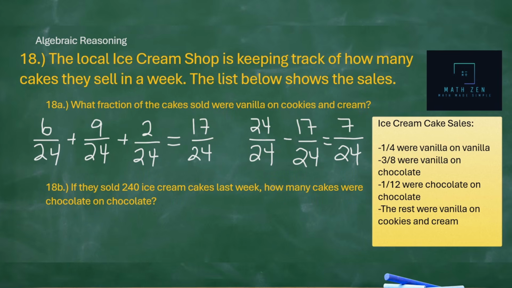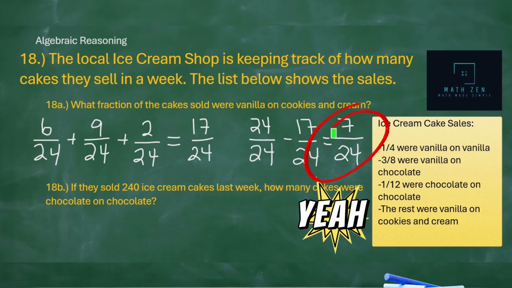All right, now that we have our 3 renamed fractions, all we have to do is add the numerators since our denominators are the same. So 6 plus 9 plus 2 gives us 17/24, and this represents the 3 types of cakes that were sold, except for the vanilla and cookies and cream. So what we need to do with this is take 17/24 away from 24/24, which represents all of the cakes, and we would get left with a difference of 7/24. So 7/24 is the amount of ice cream cakes that were vanilla on cookies and cream. Great job if you got that.